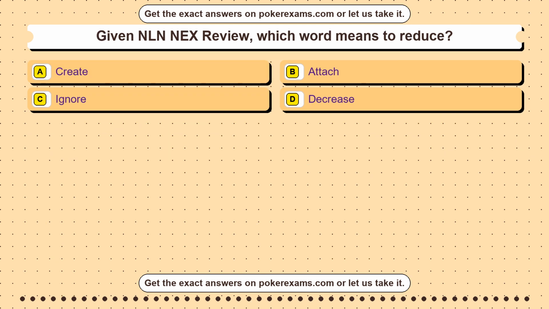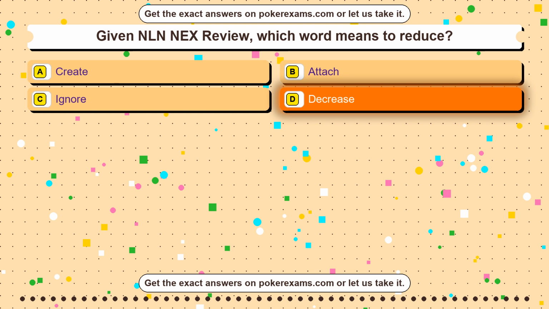Question 18. Given the GED reading practice test, which weathering process breaks rocks by freezing water? Option A: photosynthesis. Option B: evaporation. Option C: pollination. Option D: ice wedging. The correct answer is option D.